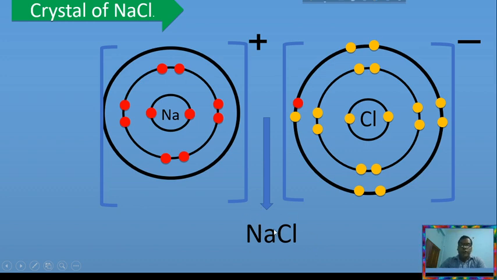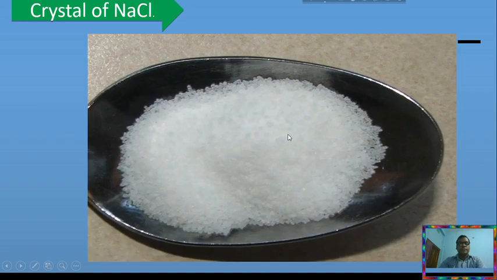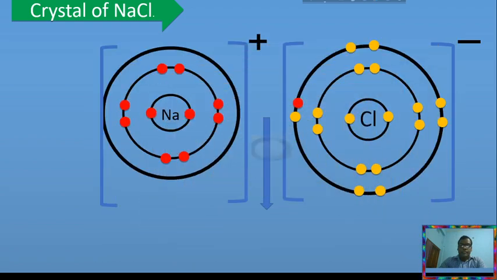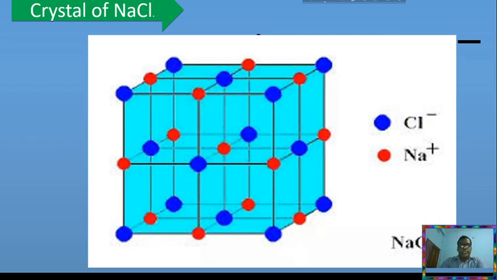This is an ionic compound, and these are the substances I was describing in the previous slides. The crystal of sodium chloride is like this. My dear students, if you look at the structure of the ionic compound sodium chloride, it will be very clear to you why ionic compounds remain solids at normal temperature.